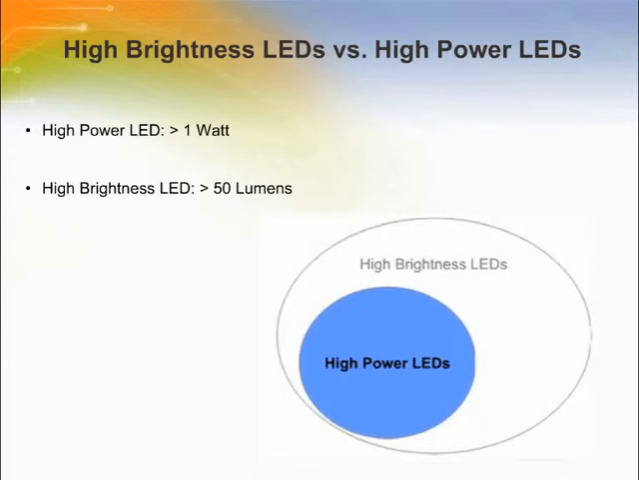However, we must be careful when describing high brightness versus high power LEDs, as they are sometimes confused. Technically, high power LEDs are LEDs that take over 1 watt to operate. High brightness LEDs are categorized by the intensity of light. In other words, a high power LED is typically a subset of high brightness LEDs as they generate over 50 lumens of light. But a high brightness LED is not necessarily a high power LED, as it can take less than a watt to power. The challenge is that both terms are used interchangeably in the industry.